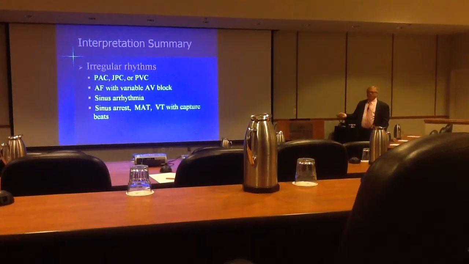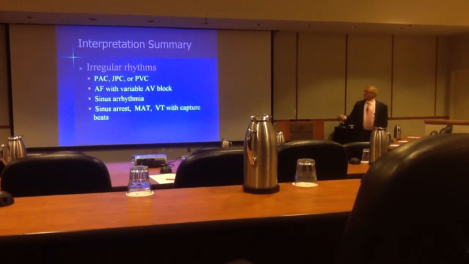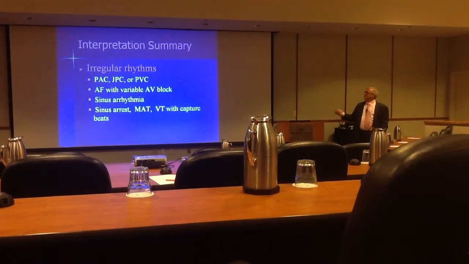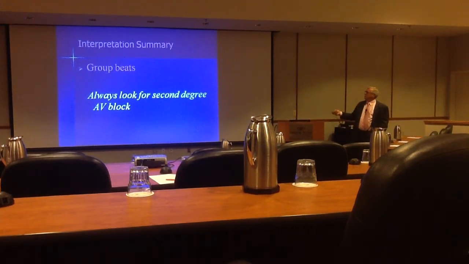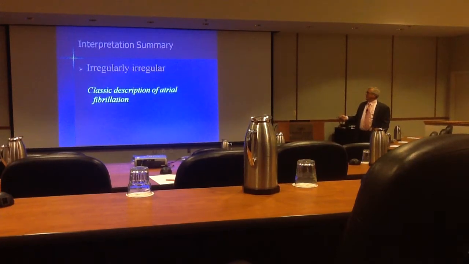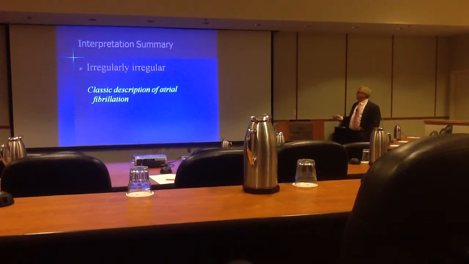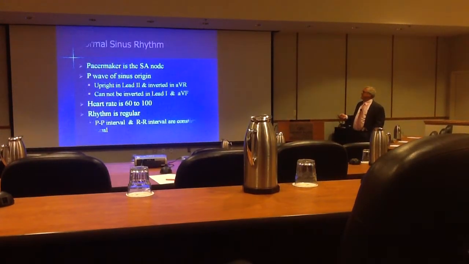Things that are irregular, the first thing you always think about is a premature complex. Anything that's premature will cause an irregular rhythm. And then with groups of beats, we're always going to look for second degree AV block. If it's irregularly irregular, that's a classic description of atrial fibrillation. So let's go into some of these.